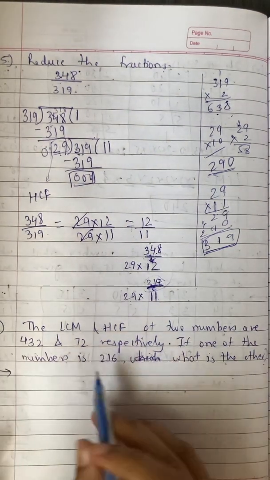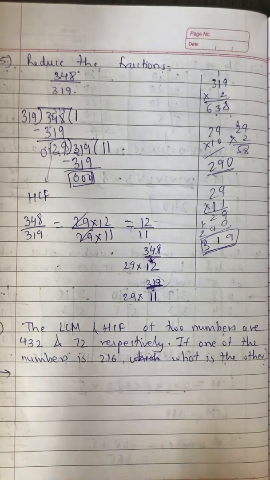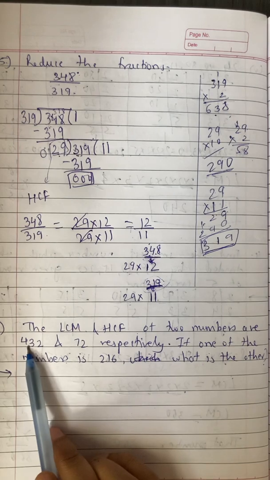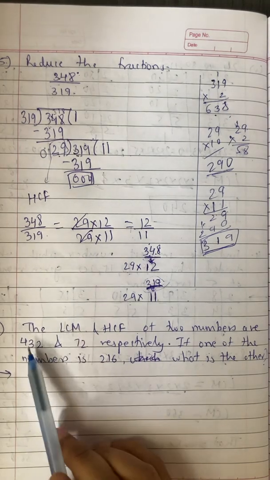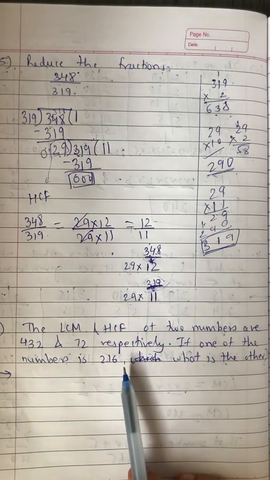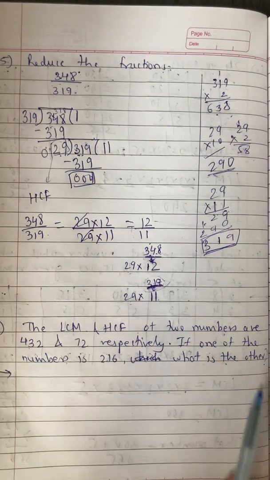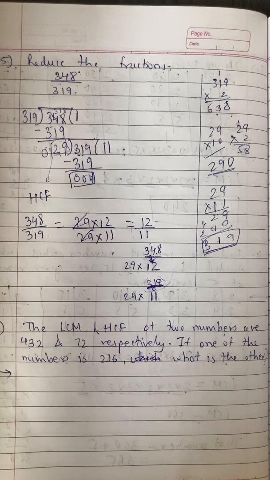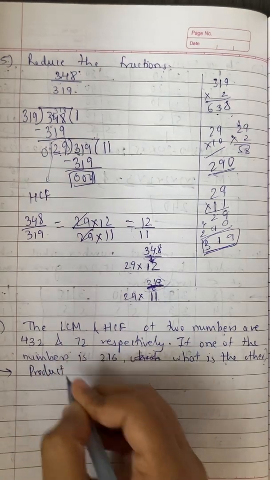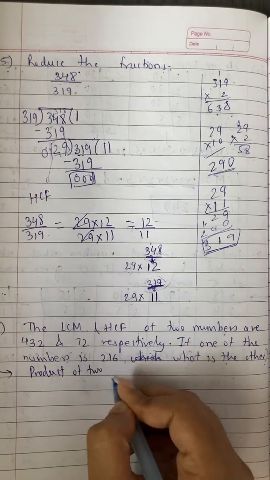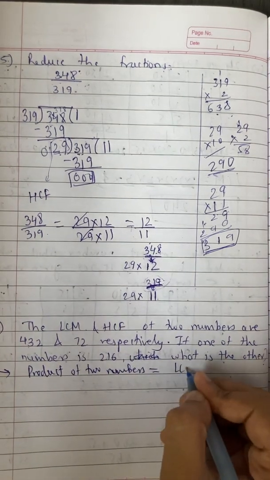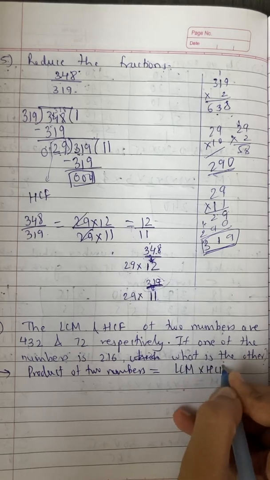Now the next sum is very easy. The LCM and HCF of two numbers are 432 and 72. That means LCM is 432 and HCF is 72. If one of the numbers is 216, what is the other number? So this formula we have already solved. What is the formula? Product of two numbers will be equal to LCM into HCF.